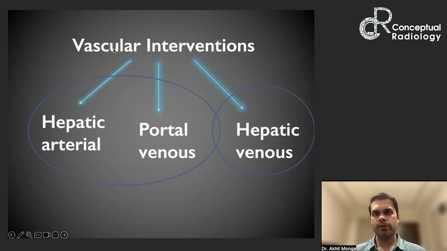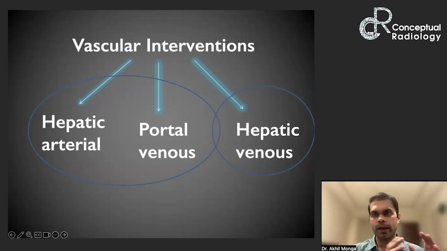So as we go, I told you vascular interventions will be divided into what we do through these three blood vessels, because there are three different types of blood vessels, two which bring blood to the liver and one which takes it away. So hepatic arterial and portal venous is the supply that goes to the liver. This is a very special point for the liver. It has dual supply.